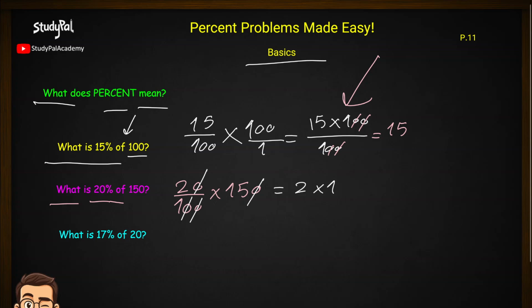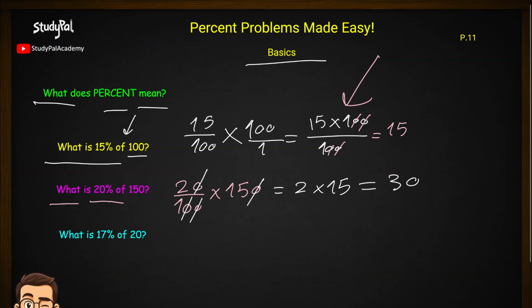If these simplifications are not simple for you, tell me in the comments and I'm going to make you understand everything. So if I see such comments, I will explain things again. So 2 times 15 is 30.